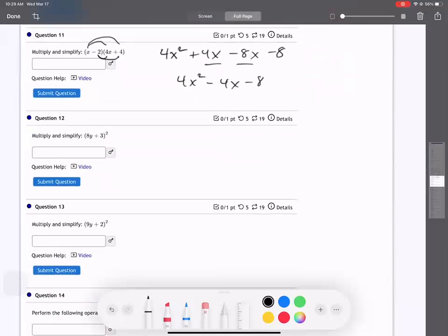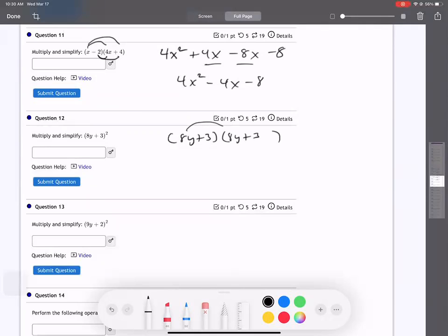Okay, let's try another one. 8y plus 3 squared means I have two of these, right? So what we're going to do, we're going to multiply these out also. But we had a trick for this. We said there's a special trick, and I want to make sure you guys are good with the tricks.